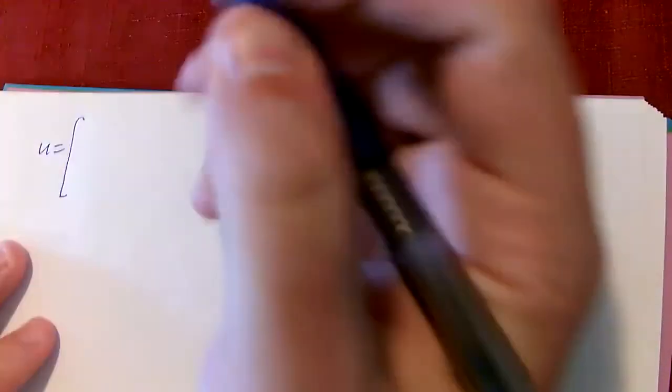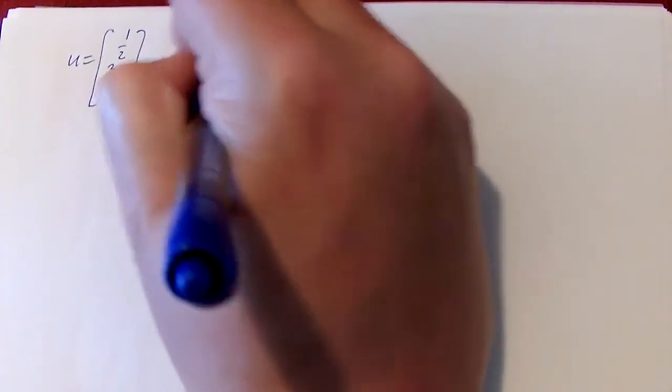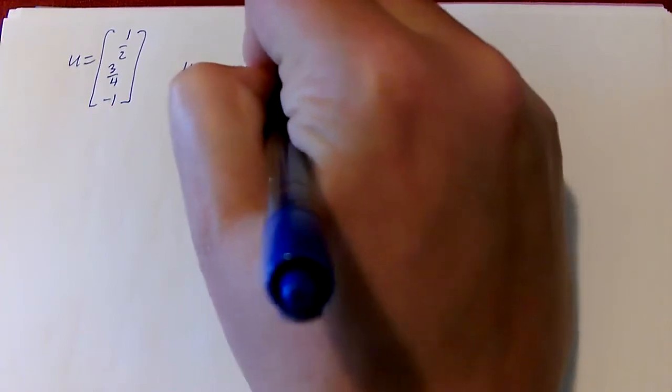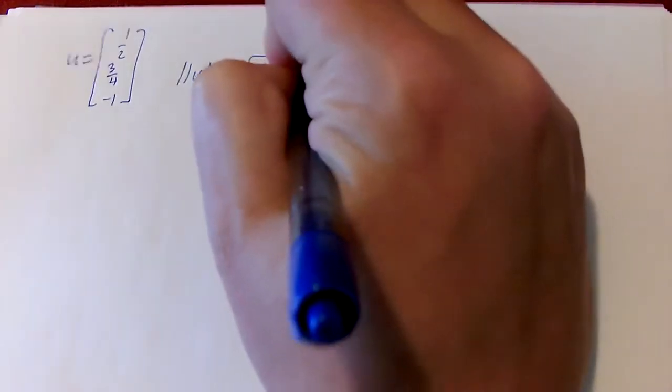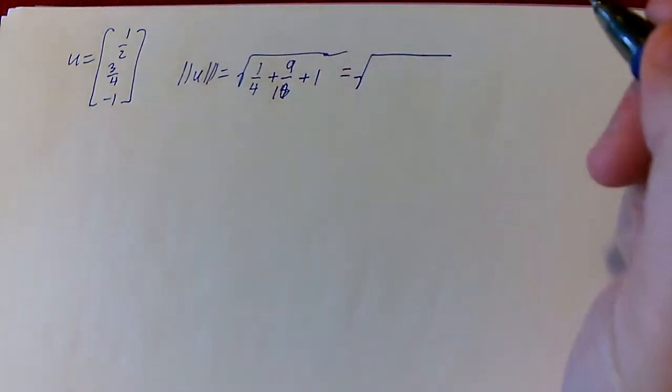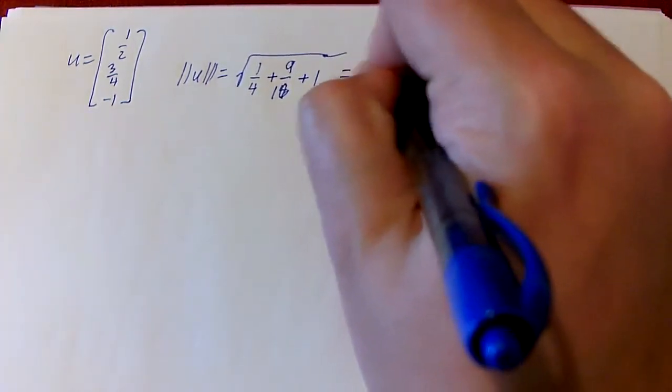Our next example will have a fraction in it. Say I have a vector u. My vector u is equal to 1/2, 3/4, and -1. I need the norm of u. So the norm of u will be the square root. 1/2 squared is 1/4, plus 3/4 squared is 9/16, and -1 squared is 1. That's all under the square root. So 4/16 and 9/16 is going to make 13/16. Add 1 to that, I'm going to get 29/16.